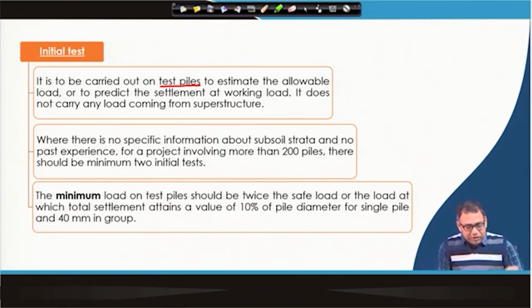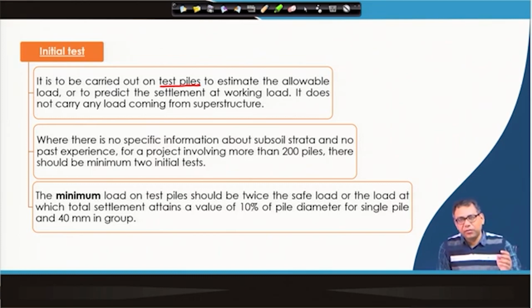Where no specific information is given about the subsoil strata, or there is no past experience, for a project involving more than 200 piles, there should be a minimum of 2 initial tests. So, how much load can we apply on a test pile? The minimum load on a test pile is twice the safe load, or the load at which total settlement attains a value of 10% of pile diameter for single pile and 40 millimeter in group pile.